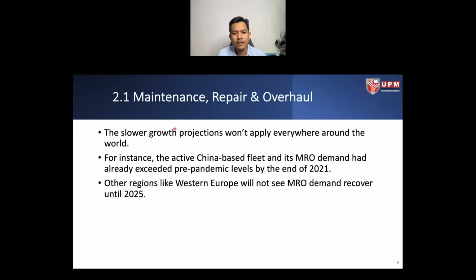For instance, the active China-based fleet and its MRO demand had already exceeded pre-pandemic level by the end of 2021, because the recovery is quite fast in China, compared to other regions like Western Europe, which will not see MRO demand recover until 2025. So basically, in the report that I'm going to share with you, you will find out the factors affecting the recovery, what incentives are given, in terms of the tax exemption, the support by the government, the skilled workers, and so on, right?